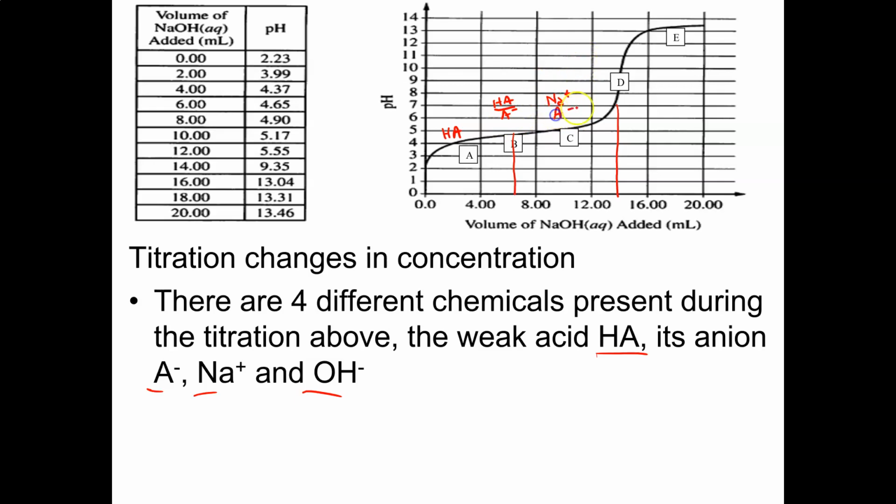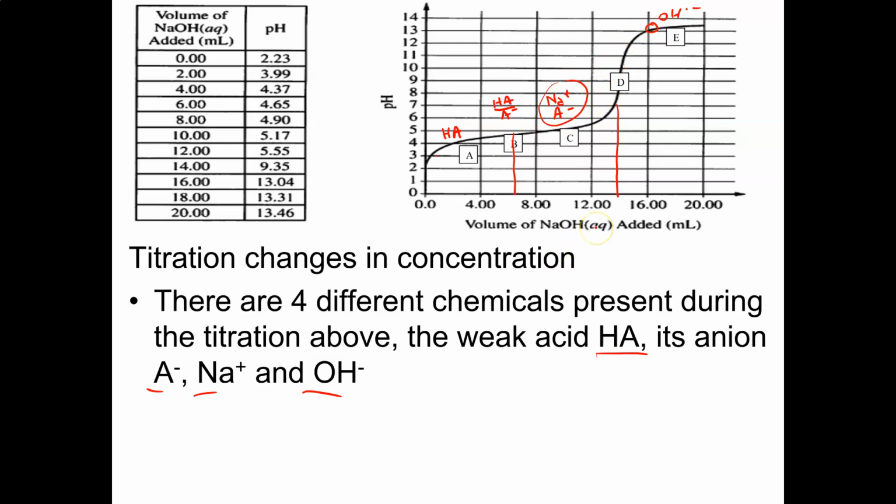And A- is going to be higher at this point. So HA is high in the beginning. They're equal at the half equivalence point. Then A- starts winning, and Na+ is a variable as well. And then past this point, when you start leveling off, OH- starts increasing. It's hard, once again, to tell if OH- is going to be higher than these two, because it depends on how much you added at that point.